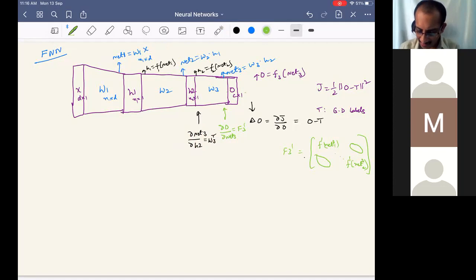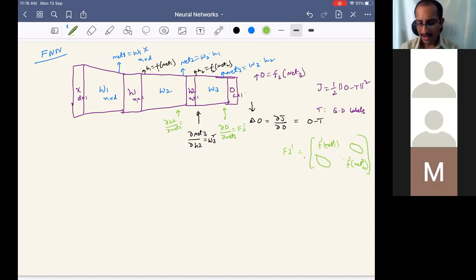So now let us write this here. Again, what should we write here? Dou H2 by dou net 2. Again, this will be equal to what? F2 dash. Right? This is again a matrix. Fine. And then what do we write here?